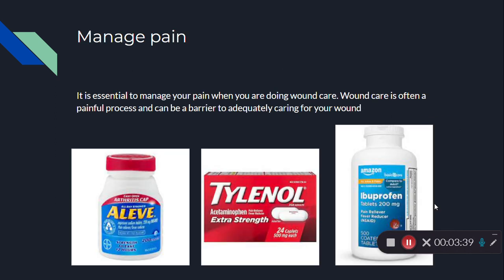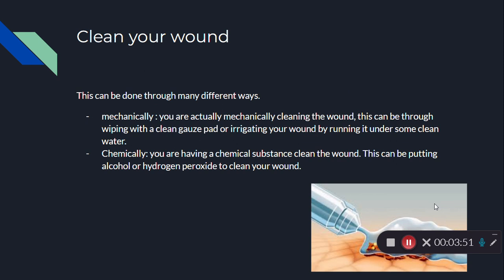You want to manage your pain. One of the biggest barriers to proper wound care is the lack of pain management. You want to use something like Tylenol or ibuprofen 30 minutes prior to wound care to be able to provide adequately for your wound. Clean your wound. Mechanically, this is something that involves like rubbing some dirt off or irrigating it with clean or sterile saline. Chemically, you want to use a chemical substance to clean your wound, such as alcohol or hydrogen peroxide.